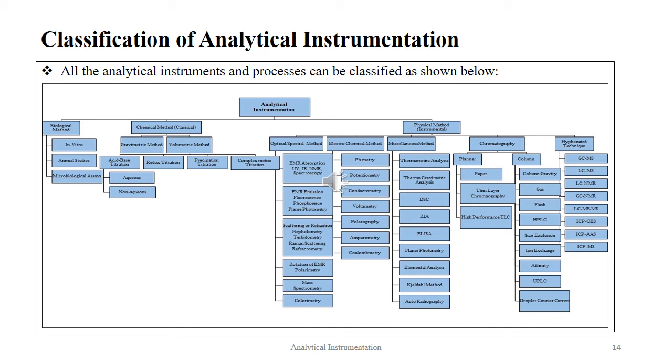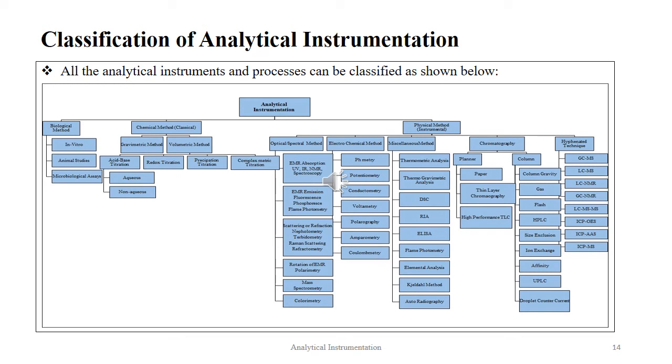The volumetric are divided into acid-base titration, redox titration, precipitation titration, and complexometric titration. The physical methods are broadly categorized into 5 subsets: optical spectral method, electrochemical method, miscellaneous method, chromatography, and hyphenated techniques. Under the optical spectral method, we have 4 major types of devices: EMR absorption, ultraviolet, IR, NMR spectroscopy.